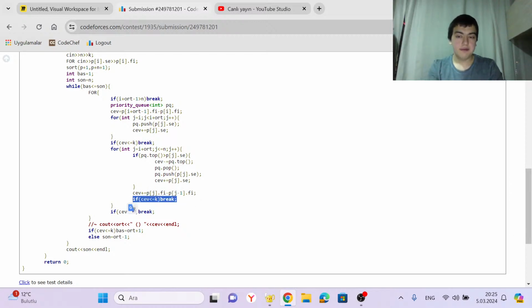Also, I'm saying if the answer is smaller than or equal to k, break. And in here, I'm saying if the answer is smaller than or equal to k, make the smallest answer that can be bigger: increase the minimum answer, otherwise decrease the maximum answer. And finally, I am outputting the maximum answer.